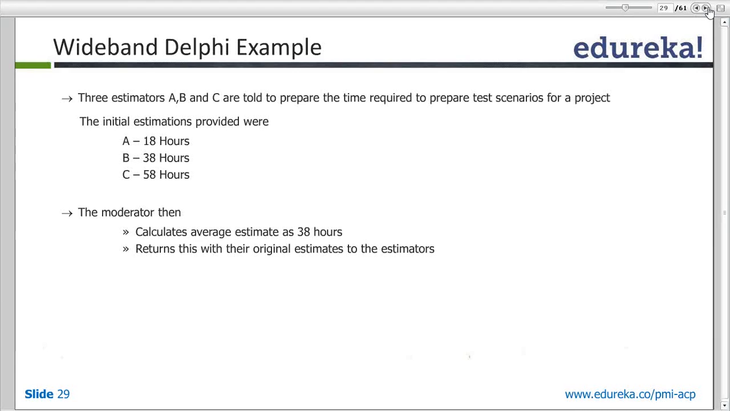Okay, so let's take an example. There are 3 estimators, A, B, and C. They are told to prepare the time required to prepare the test scenario for the project. The initial estimations that were provided were 18, 38, and 58. Okay. So now, when the individual contributors came and told these 3 estimations, why do you think that moderator chose 38?